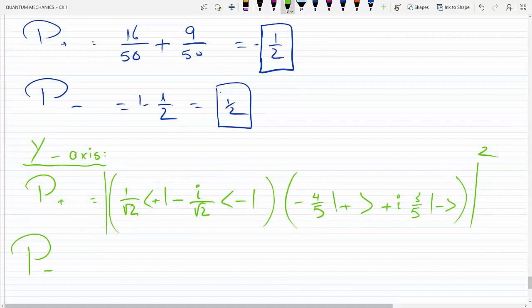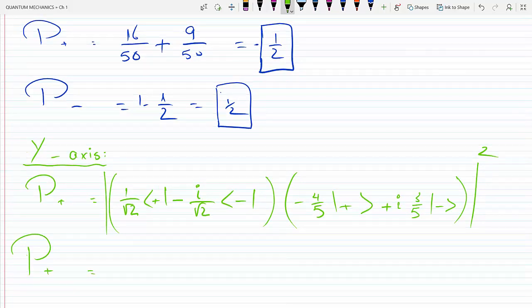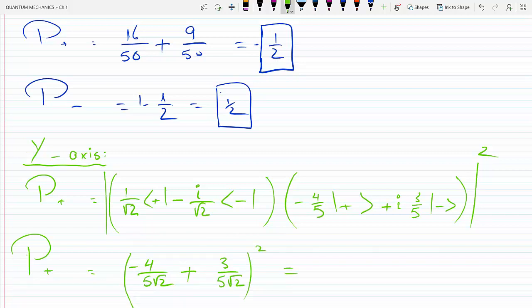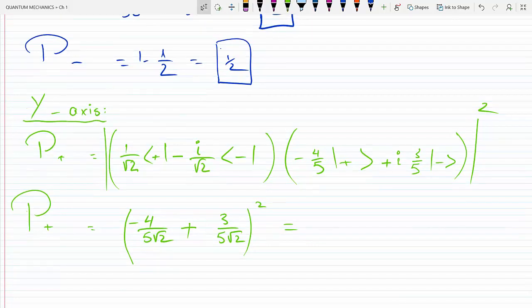Okay, so let's see what we get. Same process again. Plus plus will get you 1, so that's minus 4 over 5 root 2. Plus minus 0, minus plus is 0, and minus minus will get us plus i squared, which is minus 1, and there's a negative, so plus 3 over 5 root 2. All squared. There's no complex here, so you could just square this. So what's this? 1 over 50? Yeah, 1 over 50.